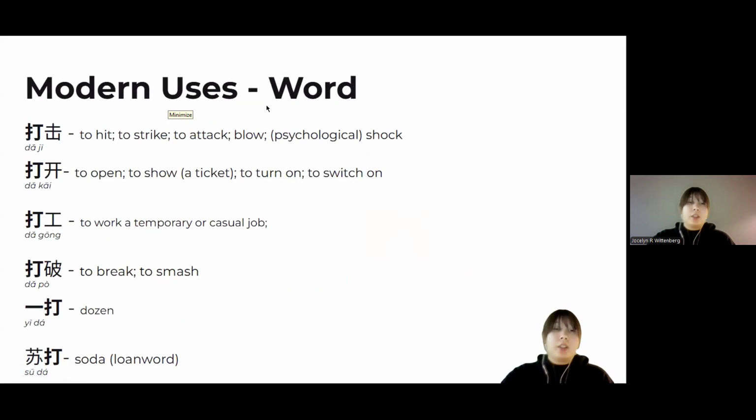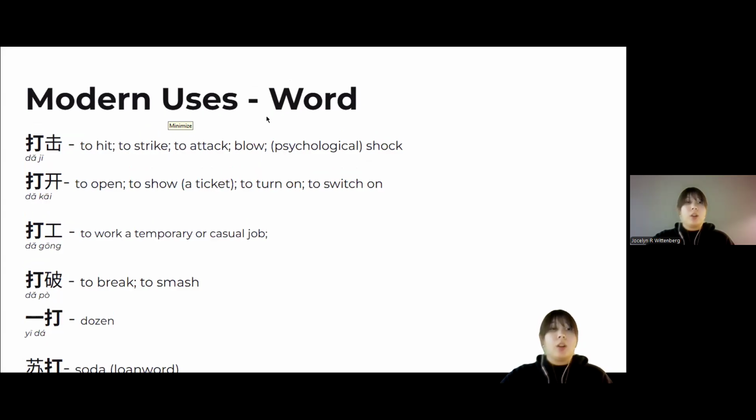Here are a little bit of the modern usages in words. As you can see, all these words have to do with some sort of hand movement or primarily hitting, or doing something with your hands. So the first one we have here is da ji, which is to hit, to strike, to attack. It also means some sort of psychological shock too. So depending on what context you use it in, it can mean many different things. Second one we have is da kai, which means to open. It could also mean to show a ticket, to turn on, and to also switch on.